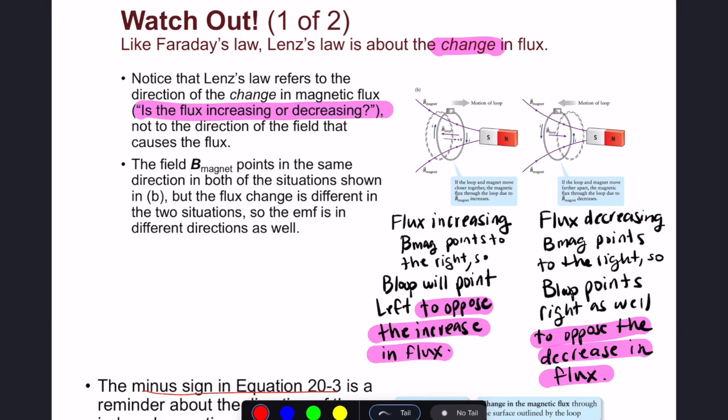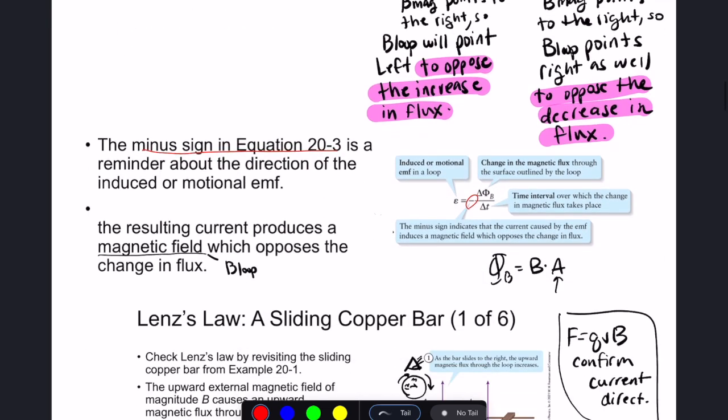Well, Lenz's law refers to a change in magnetic flux. So anytime you're looking at a magnetic flux change, you need to figure out, is it increasing or decreasing? We're noting the change of the flux, not necessarily the direction of the field that causes the flux, but is it getting bigger or smaller? And then the B field, B loop, will point in the direction that reduces or opposes the flux.